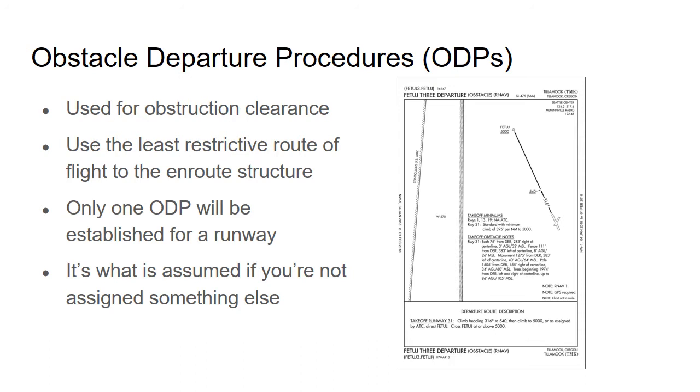The primary purpose of an ODP is for obstacle obstruction clearance. They use the least restrictive route of flight to the en route structure. Only one ODP will be established for each of the runways on the airport. This is what it is assumed you're going to do if you're not given a clearance of some other sort for takeoff.